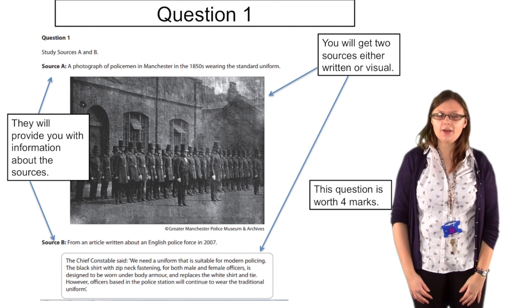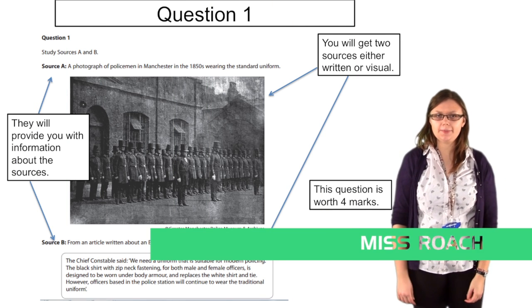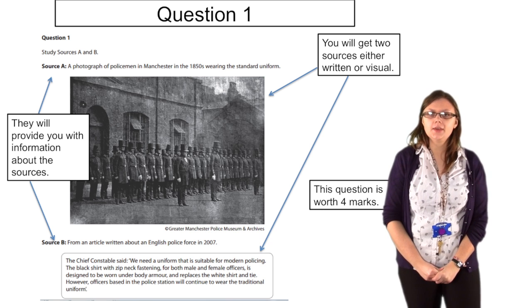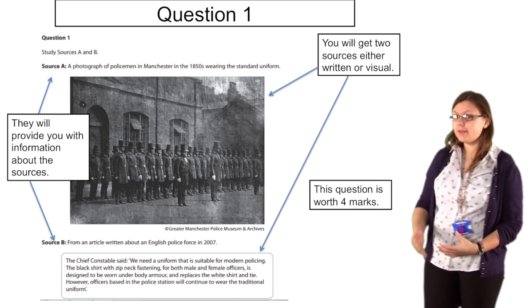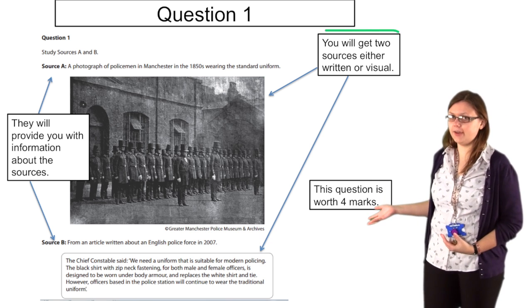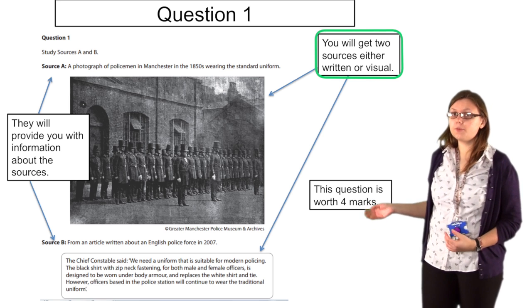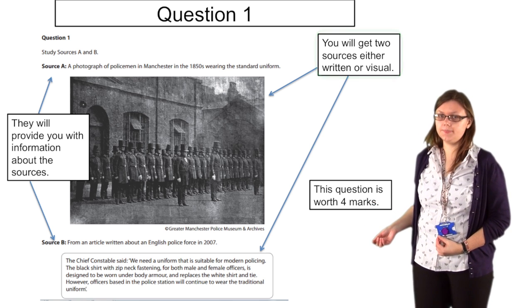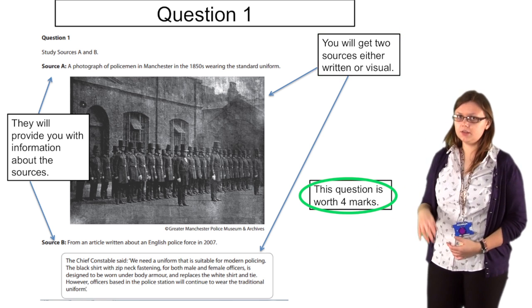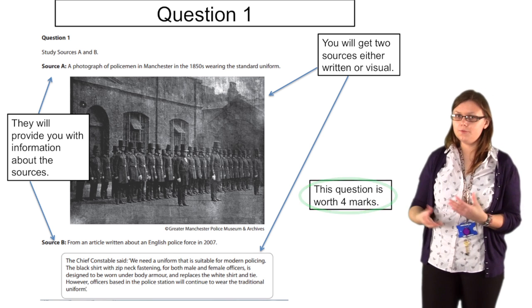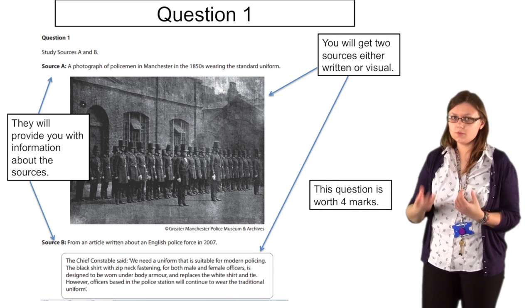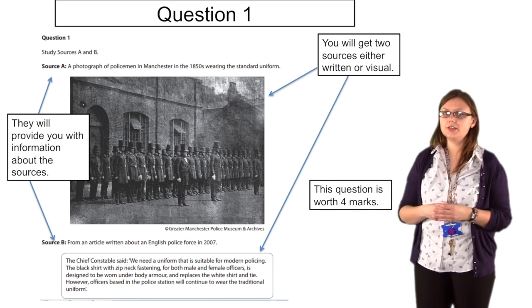Today we're going to be looking at how you answer your crime and punishment paper, and we're going to start with question 1. Question 1 will always have 2 sources that you need to look at. You need to make sure that you refer to both of these sources in your answer. There are 4 marks for this question, and you need to make sure that you're making an inference about the sources and you're referring to your own knowledge.